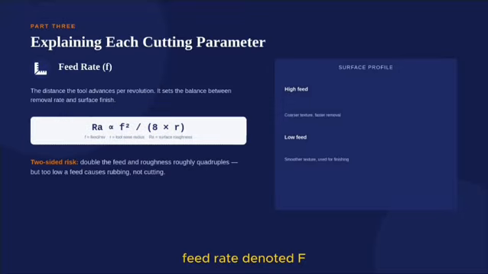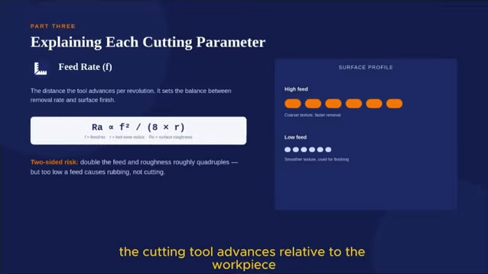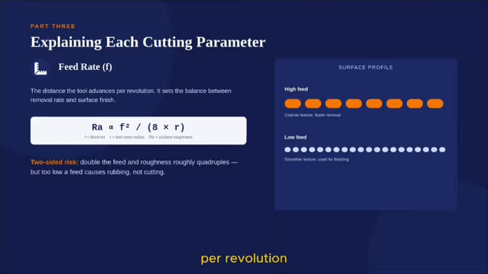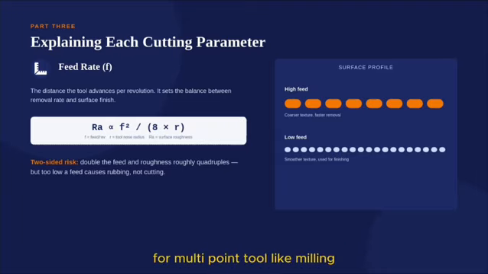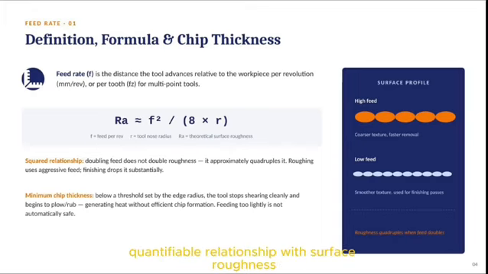Feed rate, denoted F, is the distance the cutting tool advances relative to the workpiece per revolution, expressed in millimeters per revolution, or per tooth for multi-point tools like milling cutters, where it's denoted FZ. Feed rate has a direct quantifiable relationship with surface roughness.